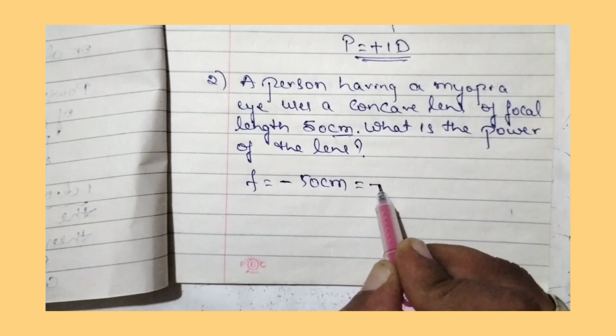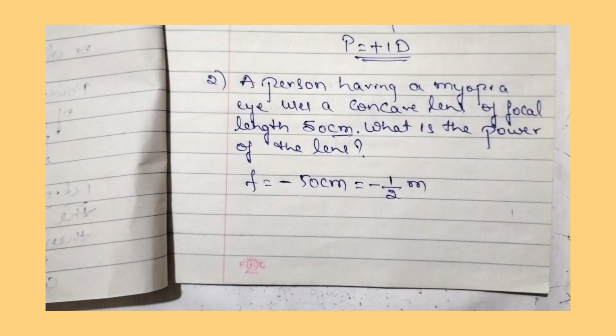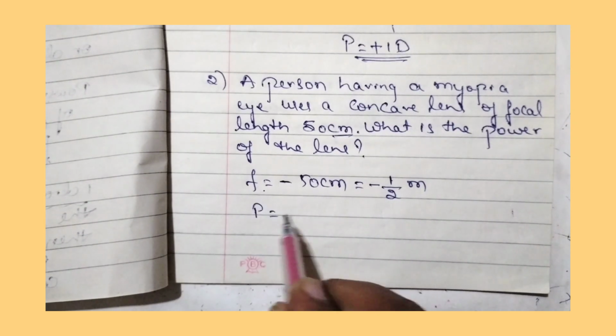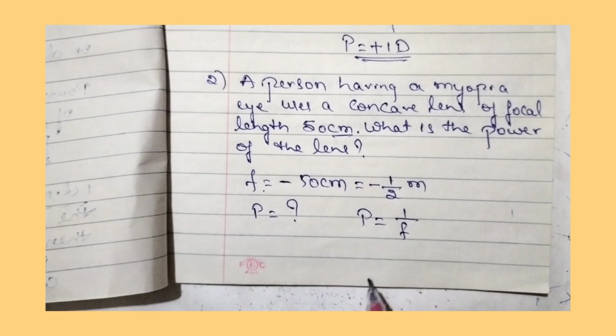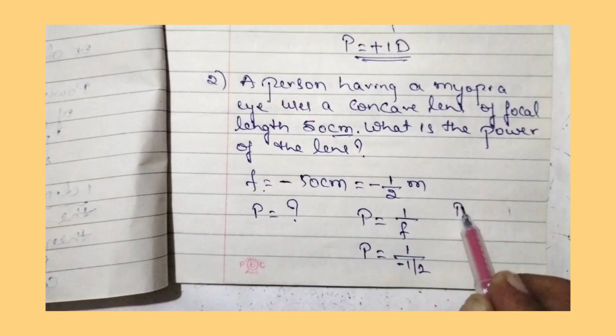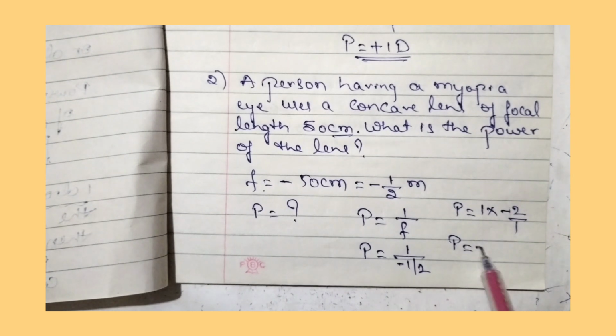That is equal to minus 50 centimeter, which means it is half meter. So focal length we got as minus 1 by 2 meter. Power of the lens is equal to question mark. So P is equal to 1 by F. So P is equal to 1 divided by minus 1 by 2. So power is equal to 1 into the reciprocal of minus 1 by 2, which is minus 2 by 1. So power of lens is equal to minus 2 diopter.